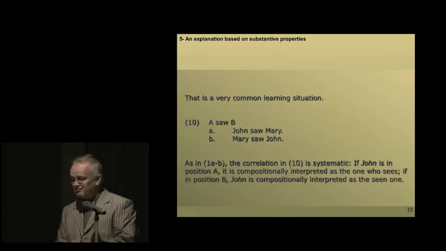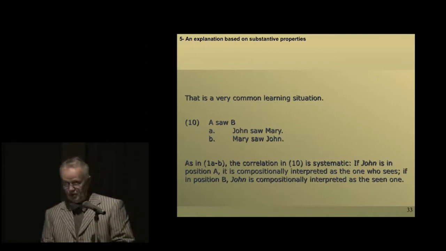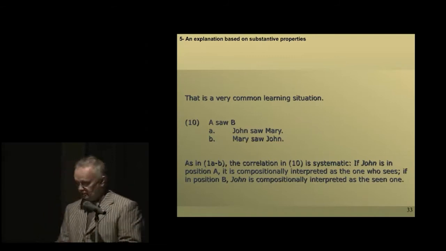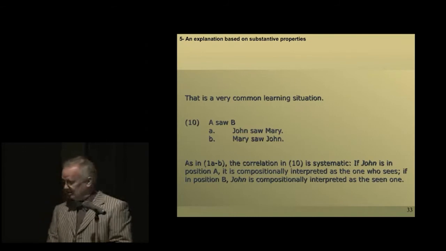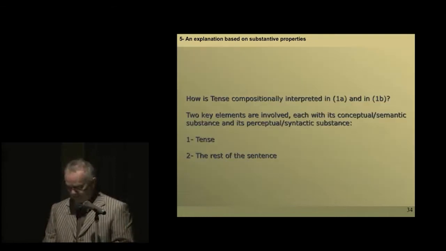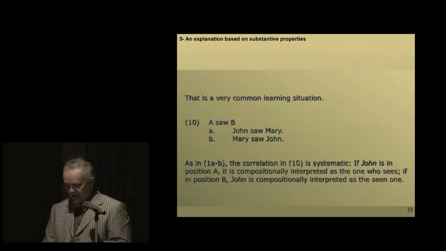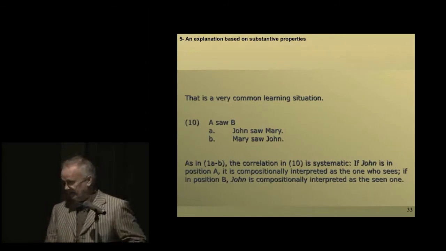Now, that is a very common learning situation in language, especially a language like English where word order is heavily grammatical. As in 1A and 1B, the correlation in 10 is also very systematic. If John is in position A, it's compositionally interpreted as the one who sees. If it's in position B, John is compositionally interpreted as the seen one. Now, how is tense compositionally interpreted in 1A and 1B? I think it's in the same way as what we find in the John and saw Mary example.